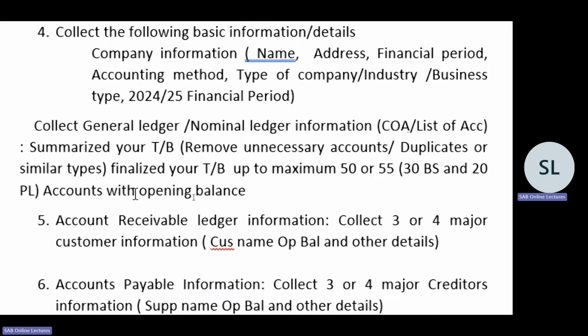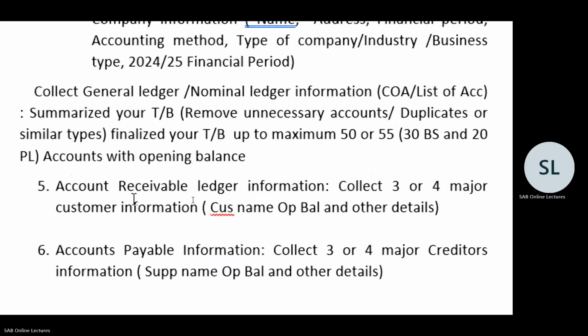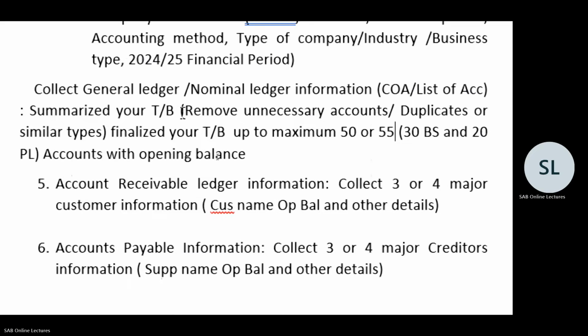With the opening balance, the selected date, your beginning date. I hope that everyone understands this. The point: the beginning date trial balance. Remove all unnecessary accounts or duplicated or similar type accounts. Got this point? For example, in your trial balance or chart of accounts, there are accounts with nil balance. Nil account means zero balance. So you remove these nil accounts, zero accounts.